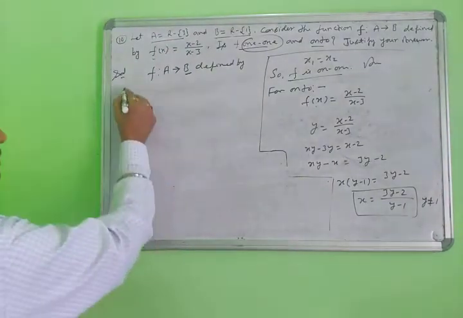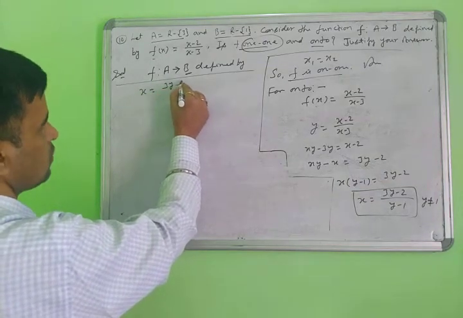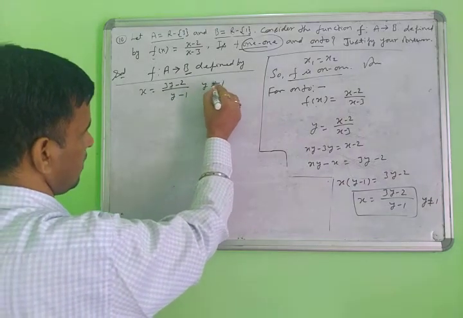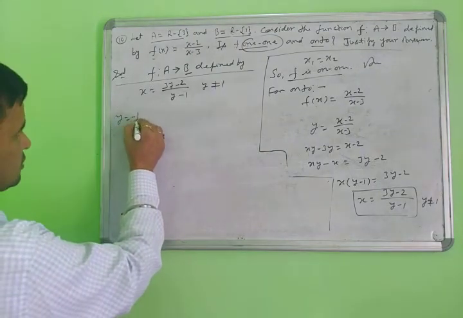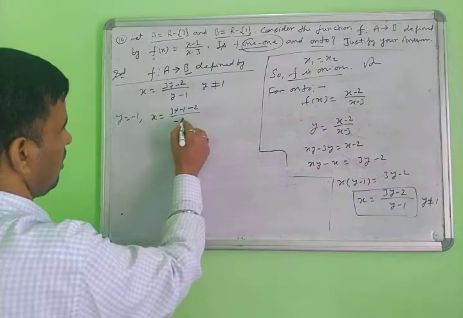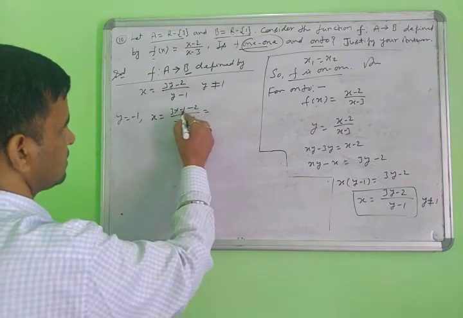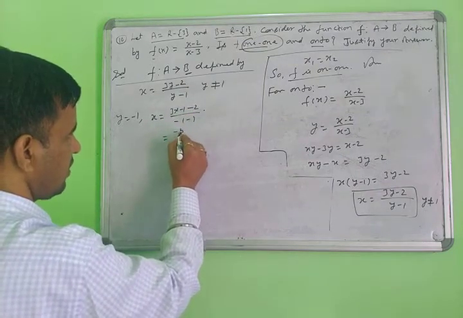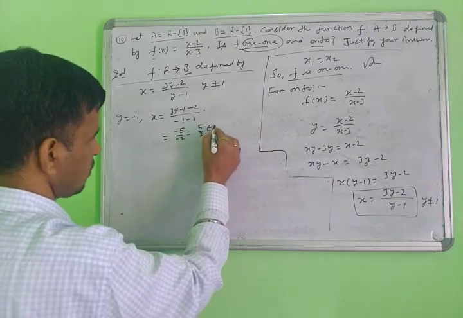In this case, first note it down: x equals (3y minus 2) upon (y minus 1) when y does not equal 1. Except 1, suppose you are putting the value y equal to minus 1. Then what value comes here? 3 into minus 1 minus 2 upon minus 1 minus 1. Only positive 1 is not considered here. What result comes? Minus 3 minus 2, minus 5 upon minus 2. This means 5 by 2, and this belongs to the real numbers.